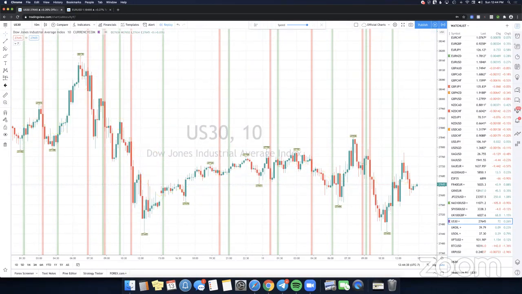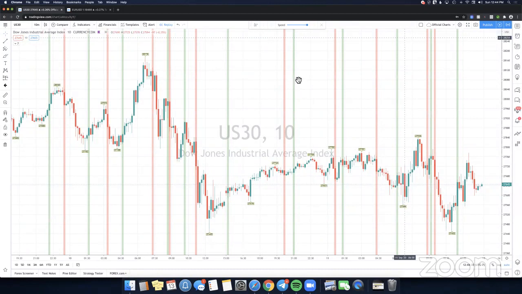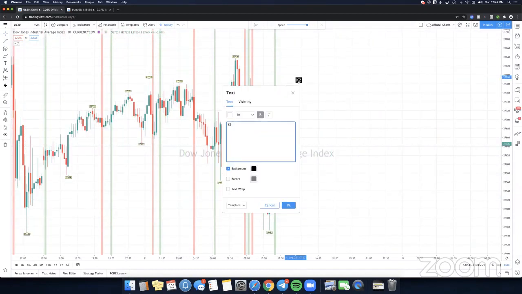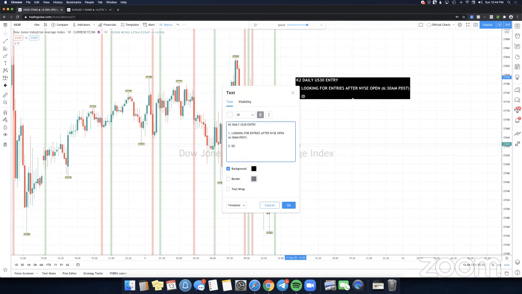So the way that this works is I'll put the requirements right here. So this is the K2 daily US 30 entry. This is once a day for each session, but we only recommend using it for New York session or London session. So the first requirement is you're going to look for entries after the New York Stock Exchange open, which is 6:30 a.m. Pacific Daylight Savings Time. And then next, you want to identify the first valid K2 signal. And then last, you'll enter on the open of the following candle.